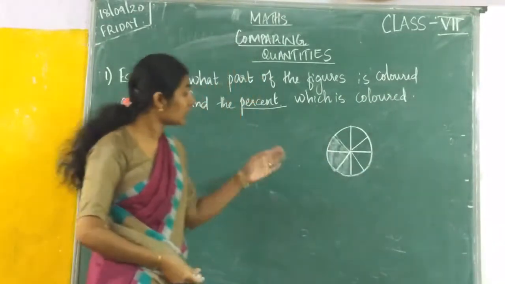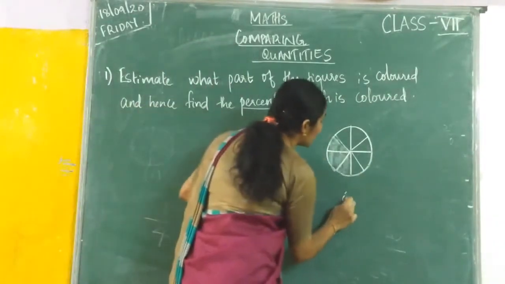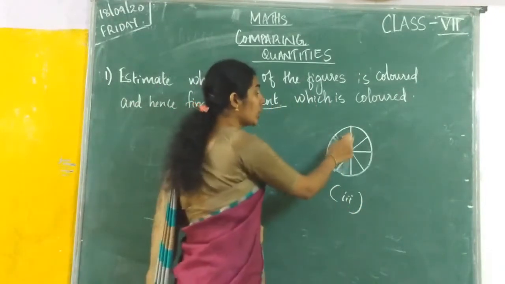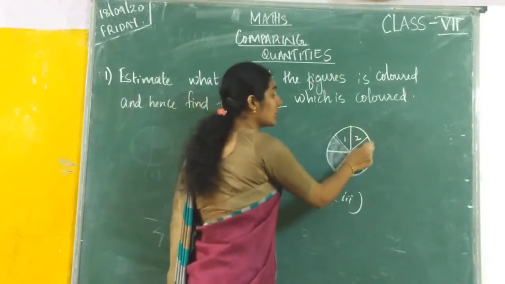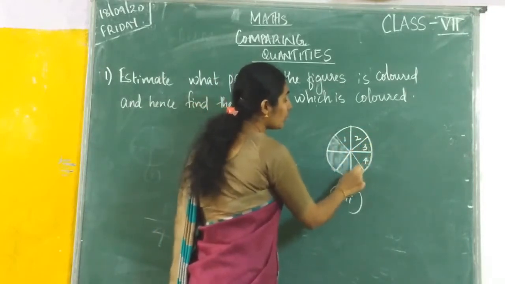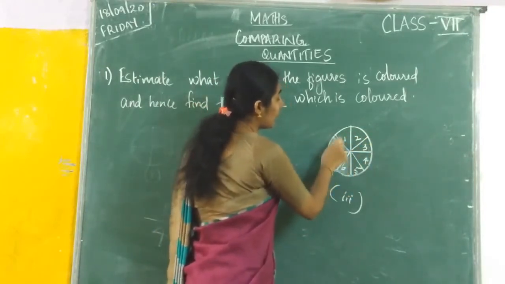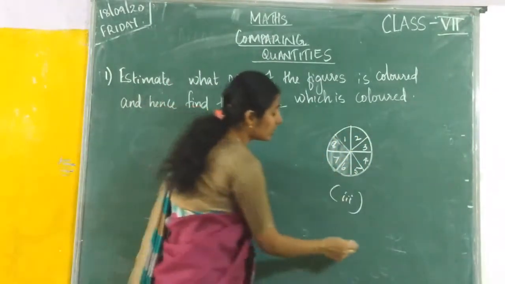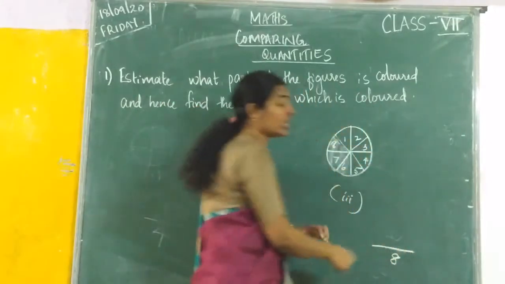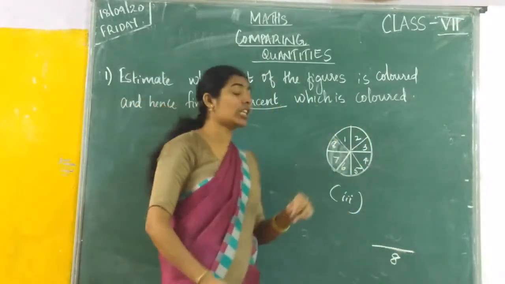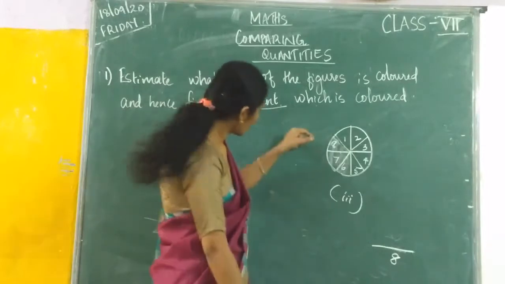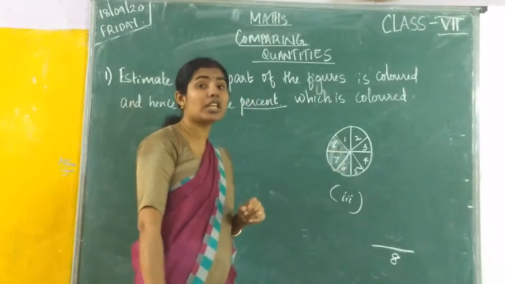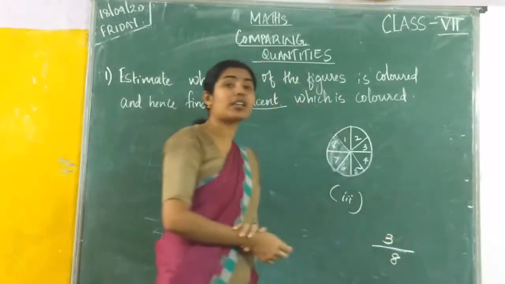Now we see the third figure. How many parts are there? Count. 1, 2, 3, 4, 5, 6, 7, 8. Total 8 parts are there. So the denominator is 8. Out of 8, how many parts did they shade? Count. 1, 2, 3. Total 3 shaded.